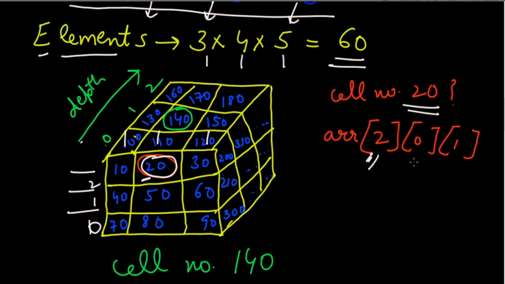The row. Then 0 is the row. So the row is 0 1 2. So the row number is 0. And 1 is the number of the columns. So how do we calculate the column? That is 0 1 and 2. So here the column number is 1. So it is array[2][0][1].